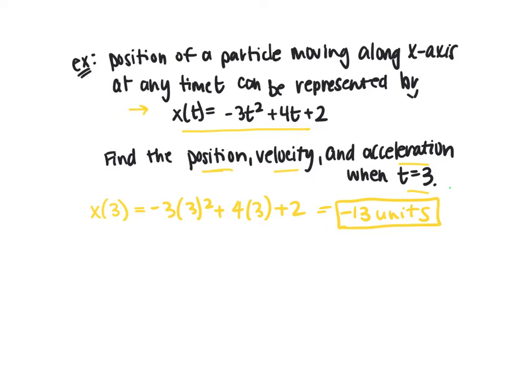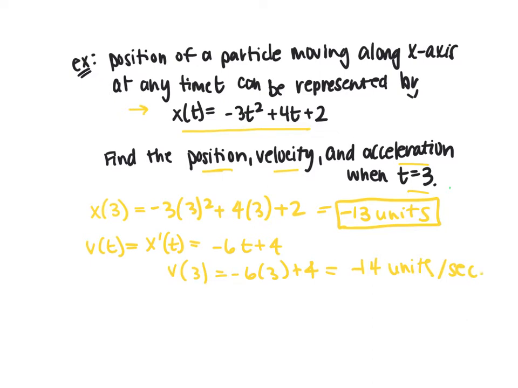The next one, we need to find the velocity when t is equal to 3. So to find the velocity, we are going to take the derivative of the position function. In taking the derivative, we get negative 6t plus 4. And when we now plug in that value of 3, what we get is negative 14. And this time, this is units per second, because it is a rate, that's why we have units per second.